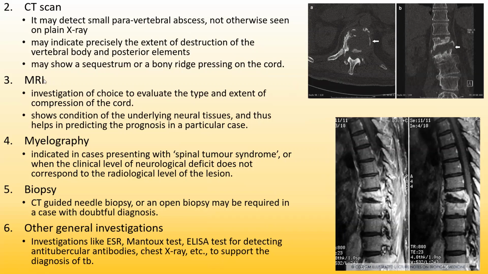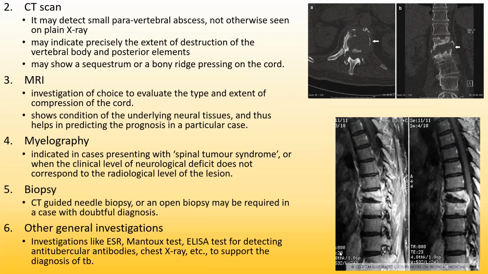Next one is MRI, the investigation of choice to evaluate the type and extent of compression of cord. Because the image of MRI is so clear, it shows the condition of the underlying neural tissue and thus helps in predicting the prognosis in a particular case. This is MRI in a case of vertebral TB.